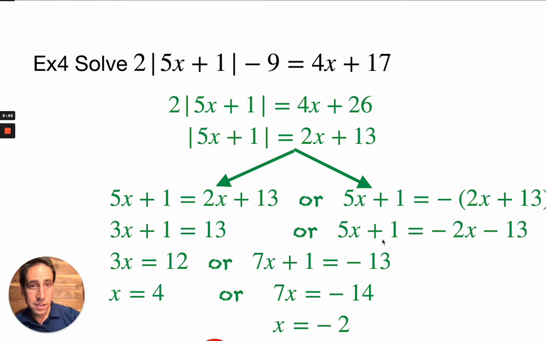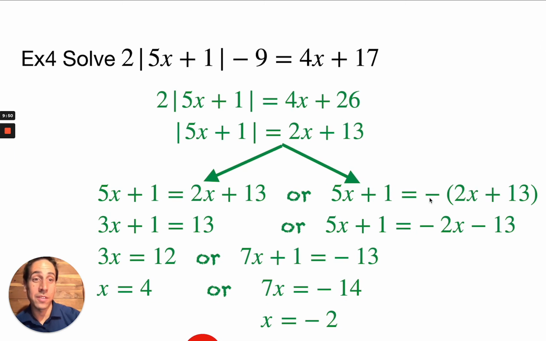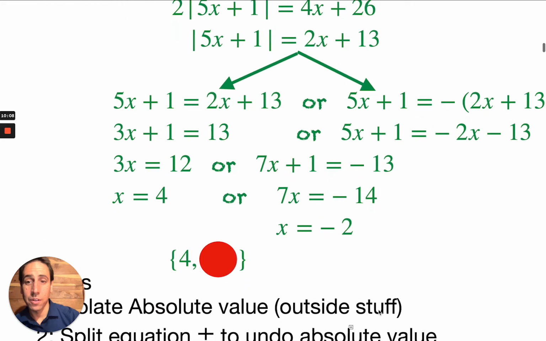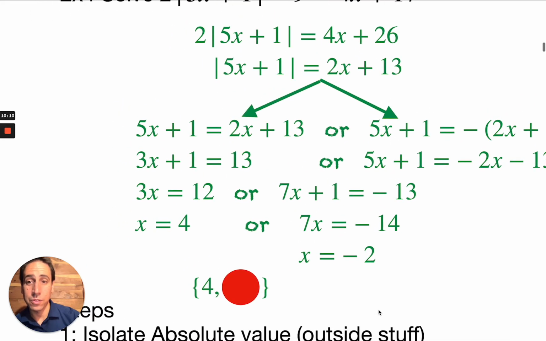Over here, again, same thing. One extra step: you have to distribute this negative symbol to both terms on the inside. So you get negative 2x minus 13. Combine the like terms from both sides, adding 2x, you get 7x plus 1 is equal to negative 13. 7x equals negative 14, or just x equals negative 2. So there's the solution set.